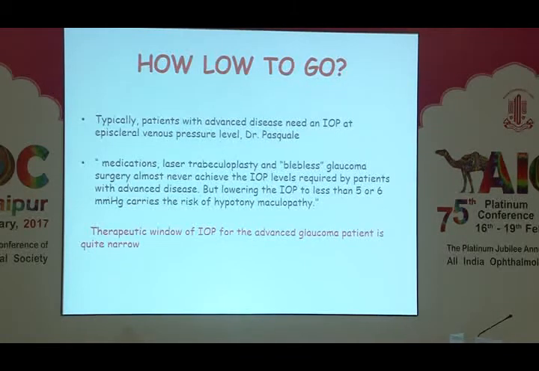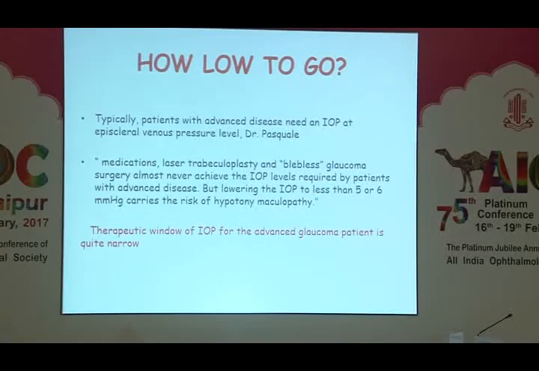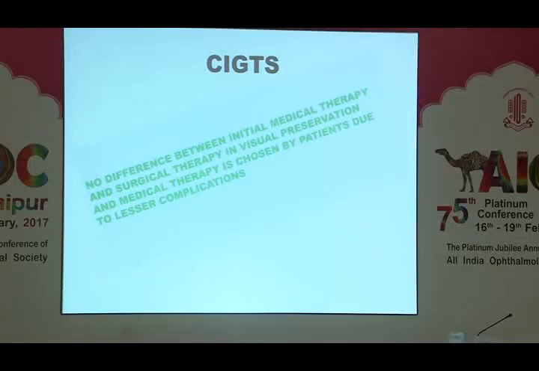And it has also been found that medications, laser trabeculoplasty, and bleb-forming glaucoma surgery almost never achieve the IOP levels required by patients with advanced disease. And suppose you lower it so much that the pressure becomes only 5 or 6, then you have the other disadvantage that the patient may go into hypotony maculopathy. Therefore, how much the pressure should be is a major problem, and this therapeutic window of intraocular pressure for advanced glaucoma is very narrow.